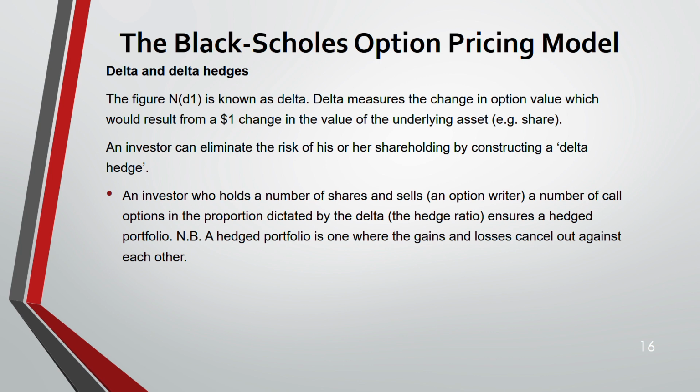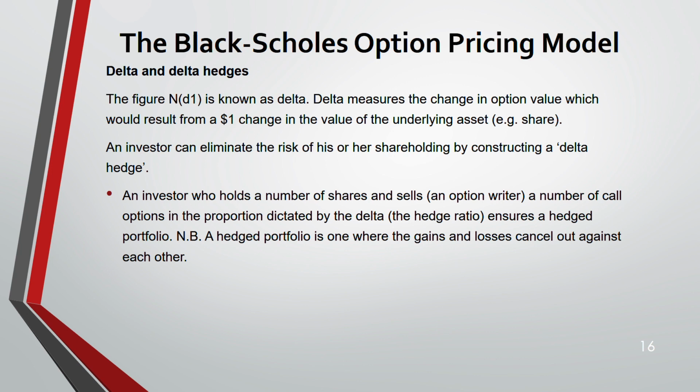Dictated by the delta, it ensures a hedged portfolio. If you go by that hedge ratio, you are ensuring that your portfolio is hedged. So in a hedged portfolio, what are you doing? You'll be having a gain if you are holding the shares, and you'll be losing out if you are selling the call option. You understand? In your share market and in the option market, if you are gaining in the shares by holding shares, you are losing in the option market. If you are losing in the shares, you are gaining in the option market. So the relationship is always opposite. You cannot gain in both places or lose in both places. The idea is one place will be gaining, the other place will be losing. That's how the gain and the loss cancel out each other, and you are hedged.